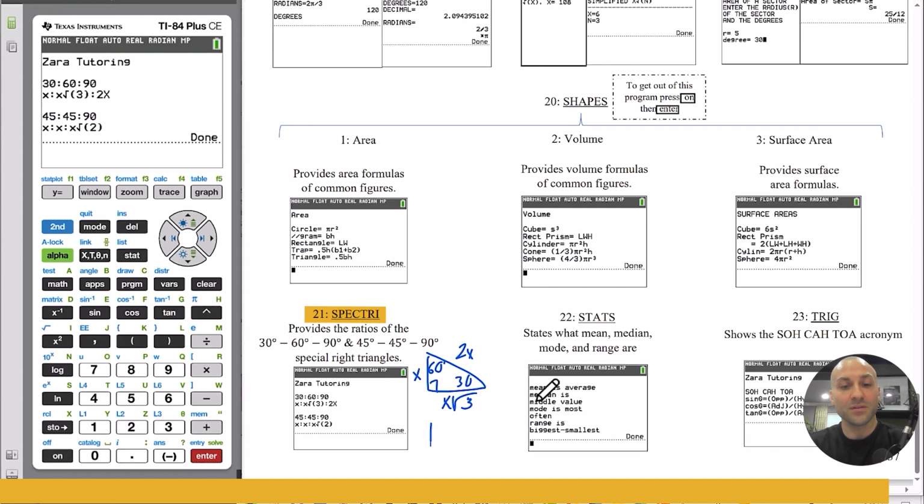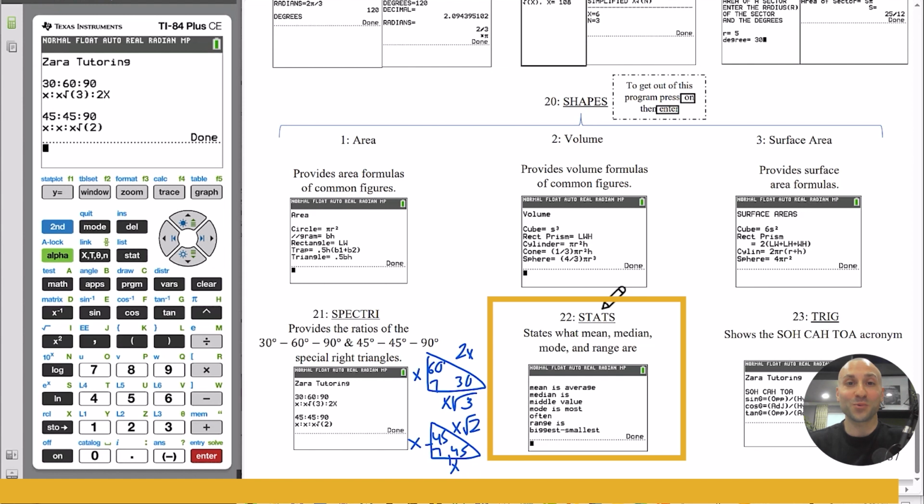Now, if instead you have a 45, 45, 90, that ends up creating an isosceles right triangle. And they're saying across from both 45s is X, and across from the 90 is X root 2. So it could be 1, 1, root 2, could be 10, 10, 10 root 2, etc.